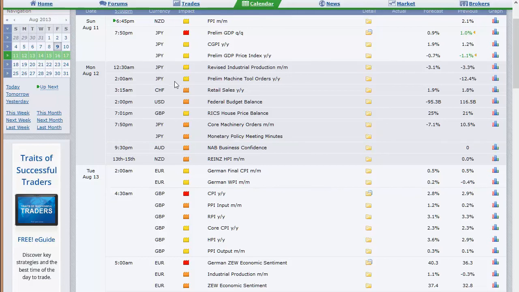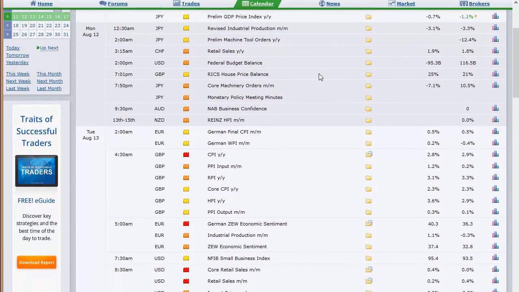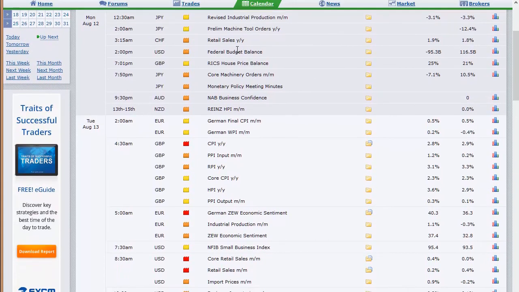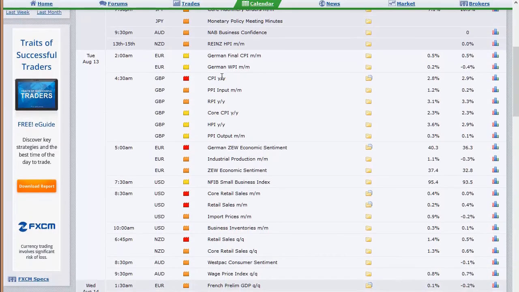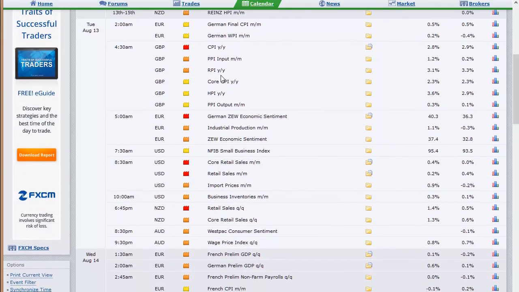Starting on Sunday, the New Zealand FPI number, followed by preliminary GDP and CGPI out of Japan. Early hours Monday, revised industrial production out of Japan, retail sales out of Switzerland. In the afternoon, we got the Treasury budget out of the U.S. Monday night, core machinery orders and the minutes from the last Bank of Japan meeting. Nothing else major. Business confidence out of Australia.